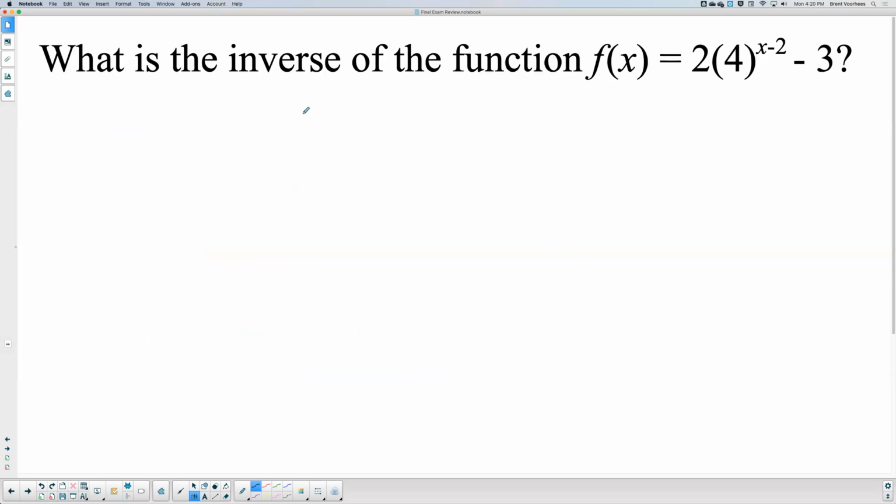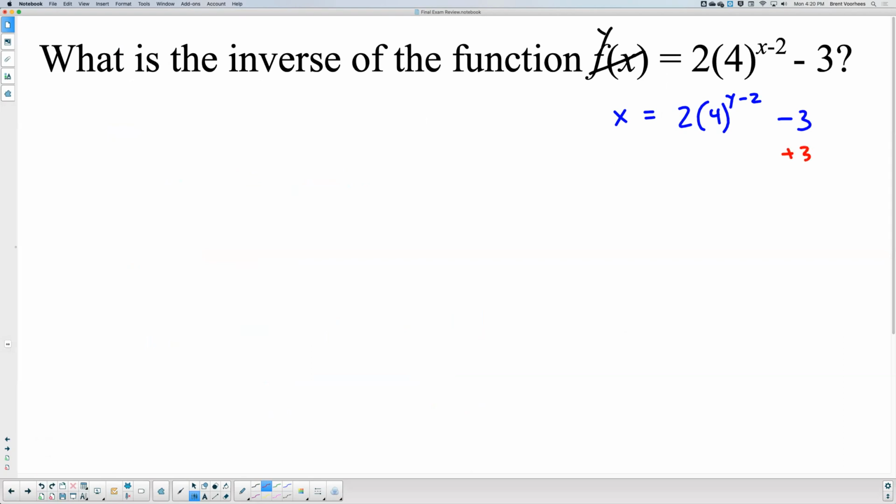Okay, so what's the inverse of this function? Well, how would I find the inverse? I need to exchange my x and y. So if I'm looking for the inverse, I would switch x and y. So x equals 2 times 4 raised to the power of y minus 2, subtract 3. To solve this, I need to isolate this exponential.